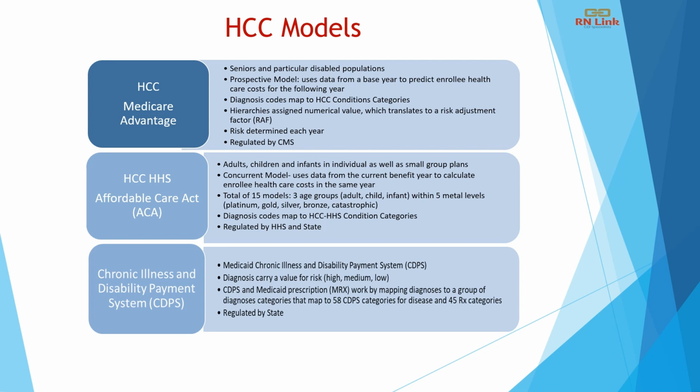3. Chronic Illness and Disability Payment System, CDPS. Medicaid Chronic Illness and Disability System. Diagnosis carry a value for risk, high, medium or low. CDPS and Medicaid prescription, MRX, work by mapping diagnosis to a group of diagnoses categories. The map to 58 CDPS categories for disease and 45 prescription categories. Regulated by the state.